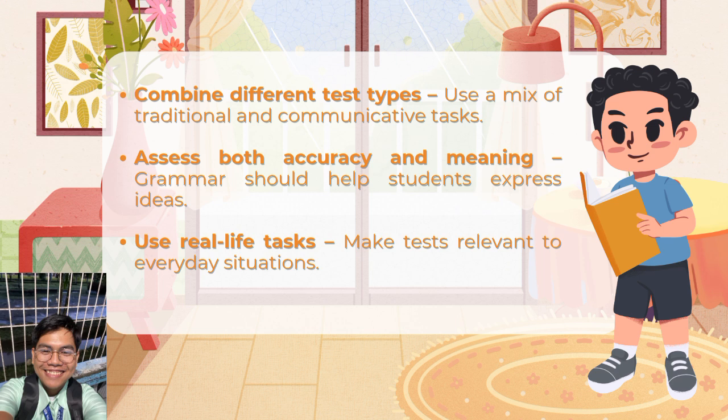Second, assess both accuracy and meaning. Grammar should help students express ideas. Example, writing a short story using past tense. Instead of just asking students to fill in the blanks, we can have them write a short dialogue using specific grammar structures. And lastly, use a real-life task.